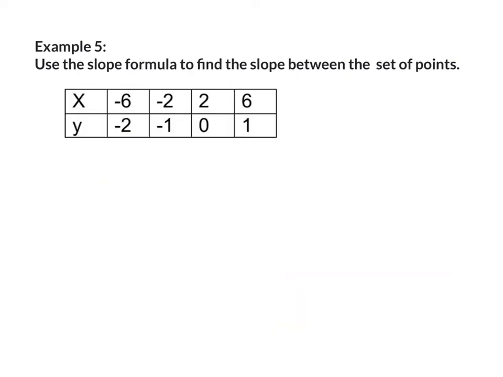Example number 5. Use a slope formula to find the slope between the set of points. Since I have a table here, I have 4 sets of points instead of just 2. But I only need 2 sets of points. So I'm going to pick any 2. I'm going to pick (2, 0) and (6, 1). And the reason why I chose those is because they're both positive. So I'm going to write them out as coordinates. So I have (2, 0) and (6, 1).